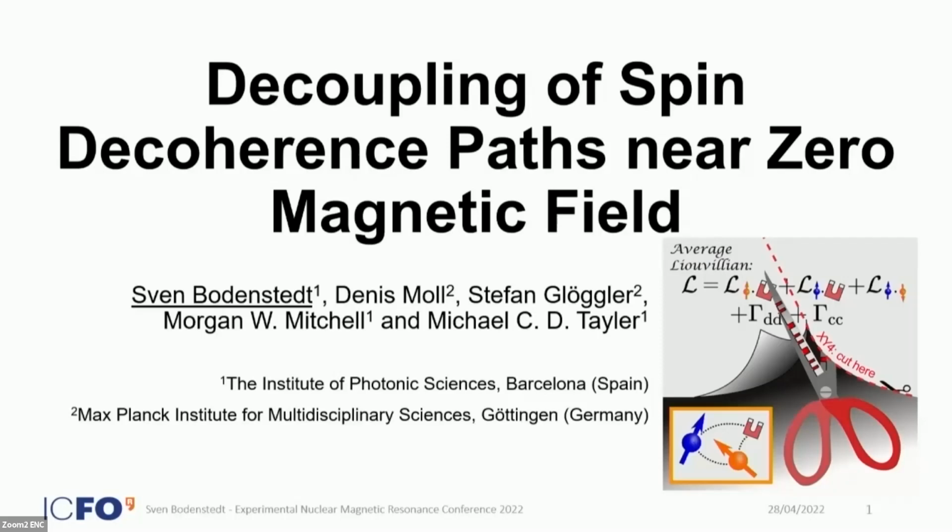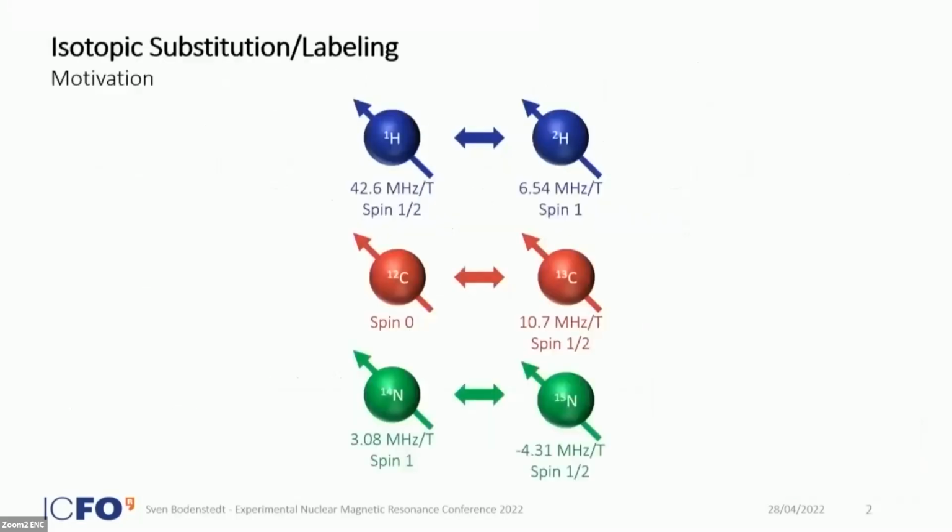Let me motivate this problem of spin decoherence near zero magnetic field by talking about isotopic substitution or isotopic labeling. I guess most of you have done this in one way or the other. There are many ways how to do it and many reasons why you should do it. And there are many isotopes where it makes a difference, like the spin properties change as well as other properties.